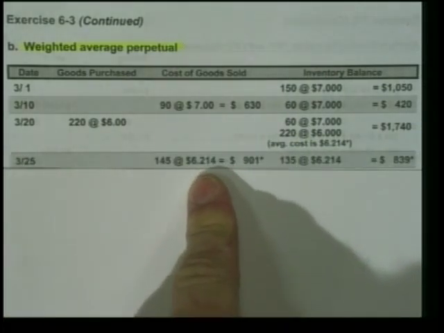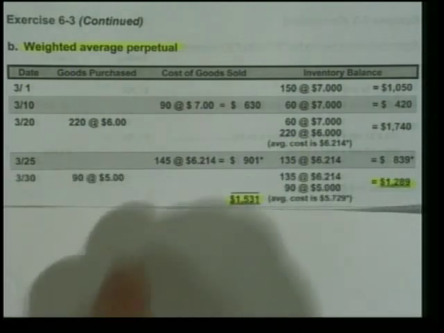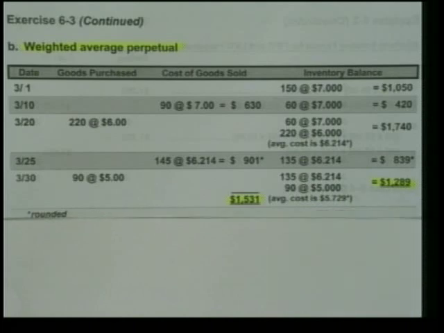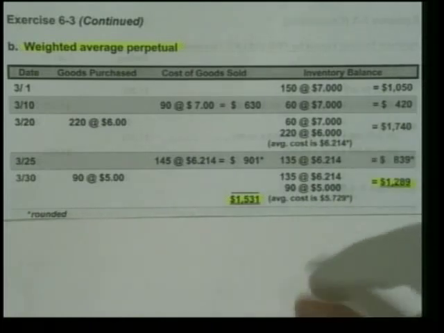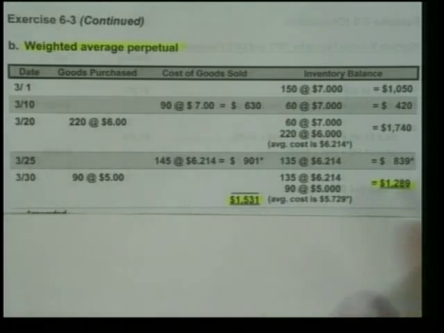They took it to 3 decimal places. You could take it to just 2. Now, they purchase another layer, and there's not another sale, but if there were another sale after this, that's the average cost they would use. They recompute this right before they make every sale. Now, this might seem really tough to do, but can you see with computers how this would not be that cumbersome?